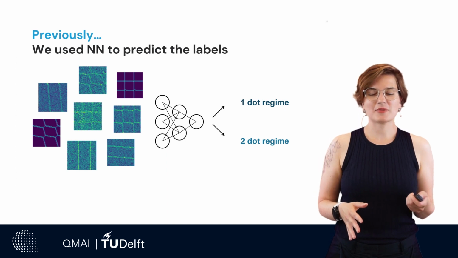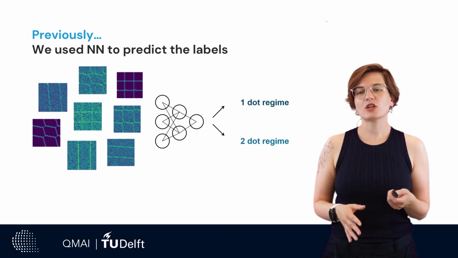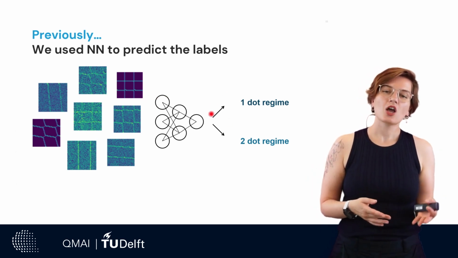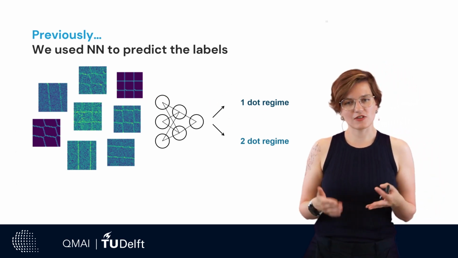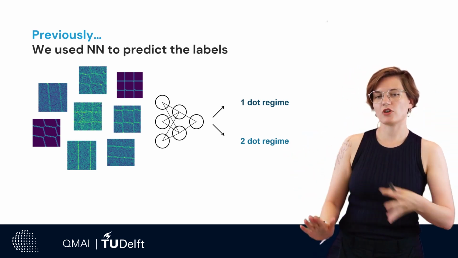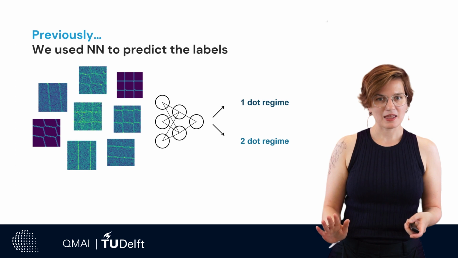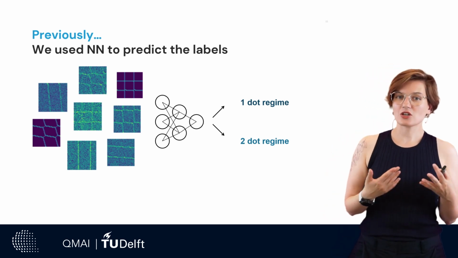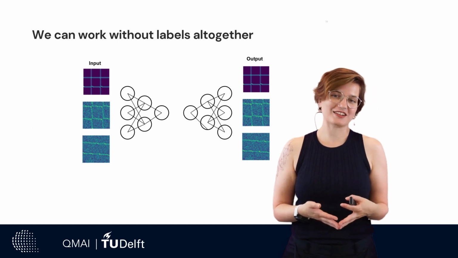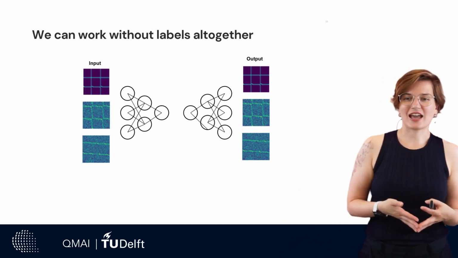We have charge stability diagrams and we just want to predict whether they are in a single dot or a double dot regime, or what kind of transitions we are seeing on a measured patch. So everything was a feed-forward labeled task. The question is whether we could work without labels altogether. The answer is that you can.